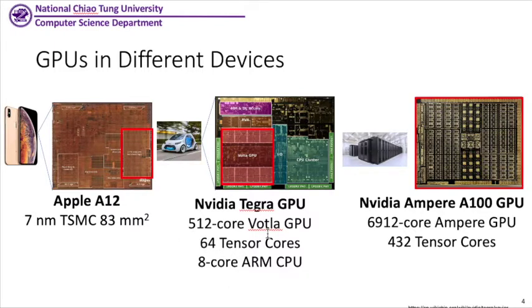The Tegra has a smaller number of GPU cores compared against the A100 GPU because of its power constraints. NVIDIA A100 GPU has a large number of GPU cores and tensor cores. This GPU is a discrete GPU, which has its own memory space with GDDR memory to offer high memory bandwidth.